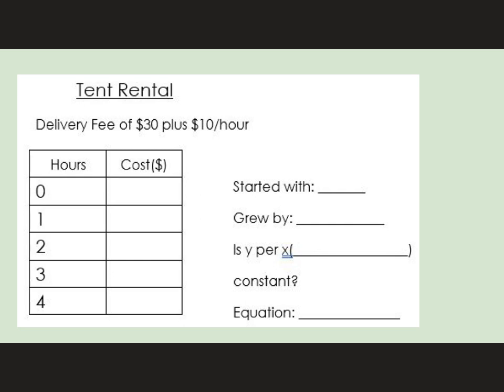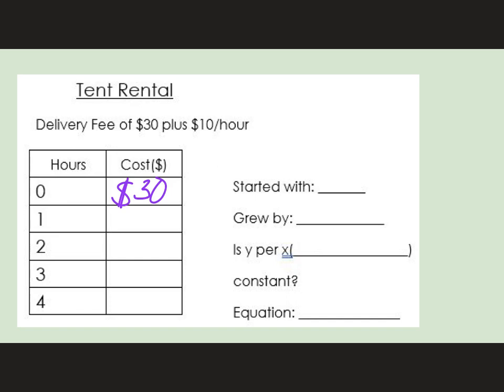So you order the tent, the guy shows up, and you realize, you know what? I'm not going to celebrate my birthday this year, so I don't want the tent. But the homie says, I'm sorry, you still owe me $30. So it's still going to cost you $30, even though you didn't keep it at all.